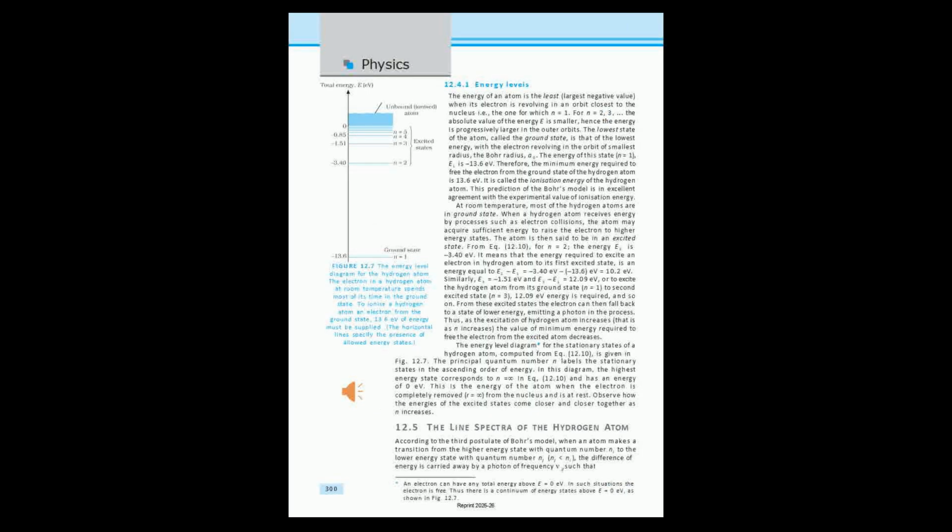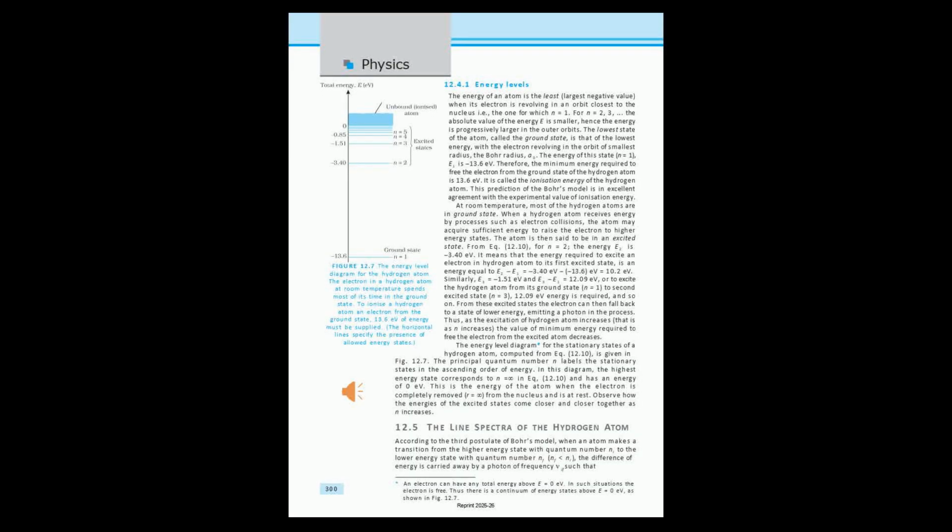Energy levels. The energy of an atom is the least, that is, has the largest negative value, when its electron is revolving in an orbit closest to the nucleus, that is the one for which n equals 1. For n equals 2, 3, the absolute value of the energy E is smaller, hence the energy is progressively larger in the outer orbits. The lowest state of the atom, called the ground state, is that of the lowest energy, with the electron revolving in the orbit of smallest radius, the Bohr radius, a0.